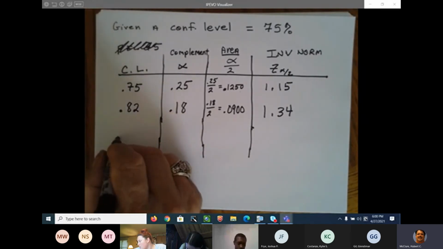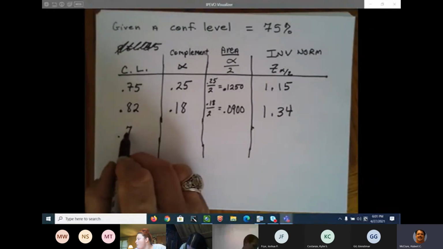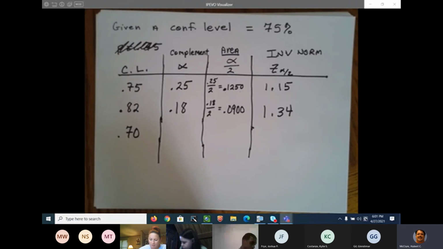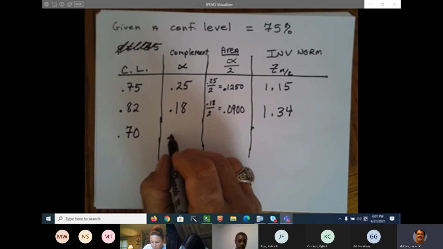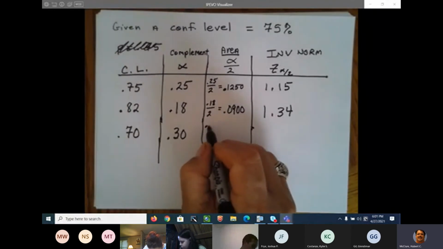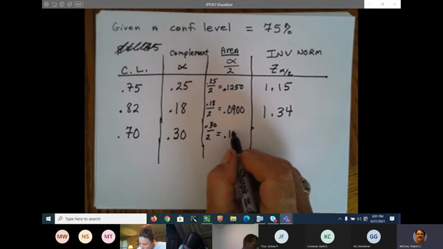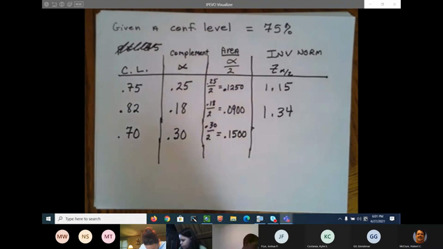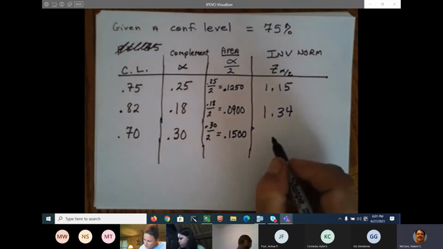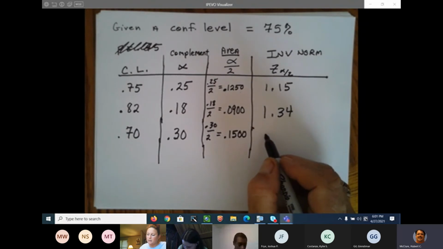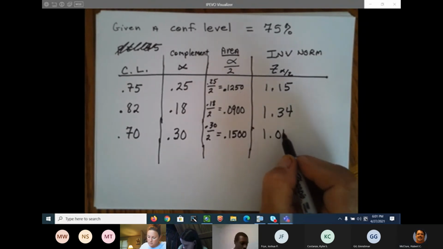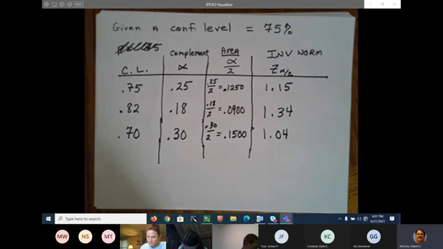So let's do 0.70. What is the complement to 0.70? 0.30. And 0.30 divided by 2 is 0.1500. And I need somebody to do inverse norm 0.1500. 1.04. Good.